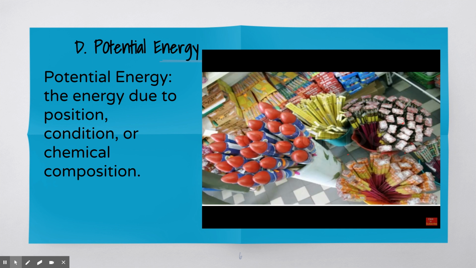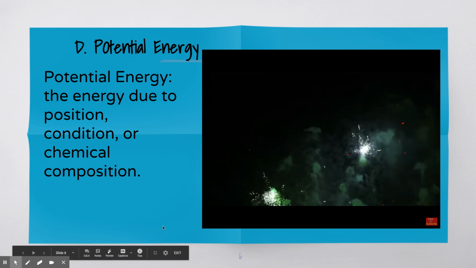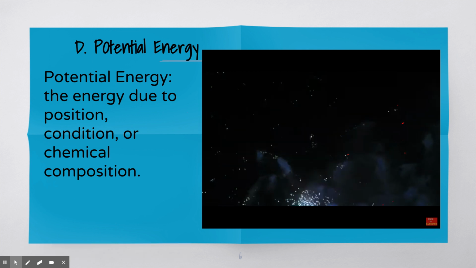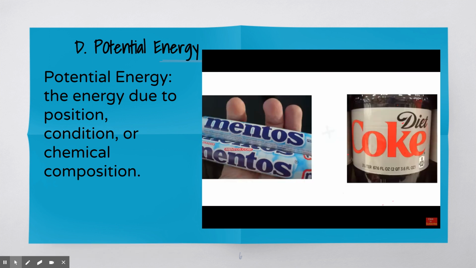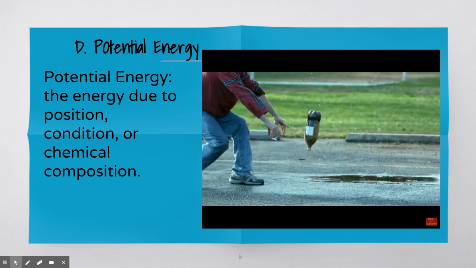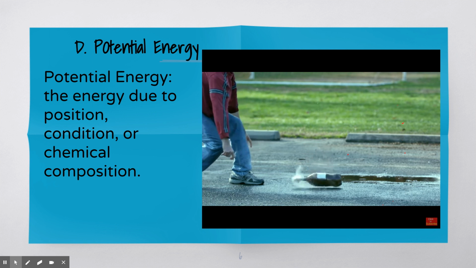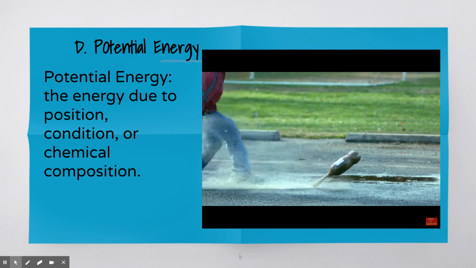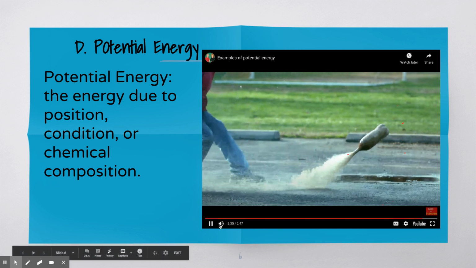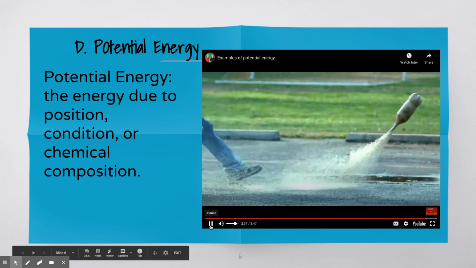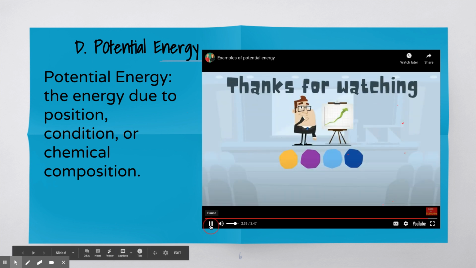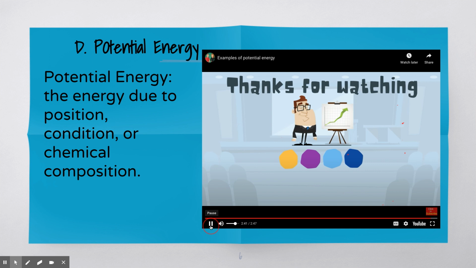Fireworks have chemical potential energy. When the chemical reaction begins, the stored energy is released. And finally, one more classic example of chemical potential energy: whenever you mix Mentos and Diet Coke. So there we go, several examples of potential energy. Thanks for watching, and Moo Math uploads a new math and science video every day.